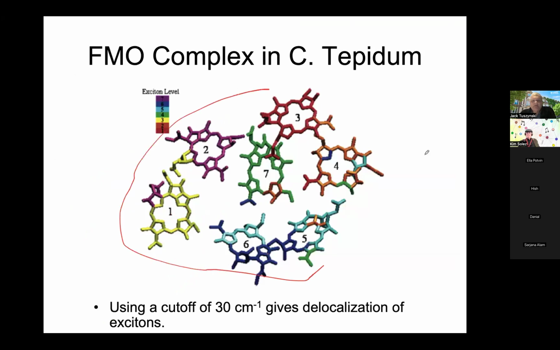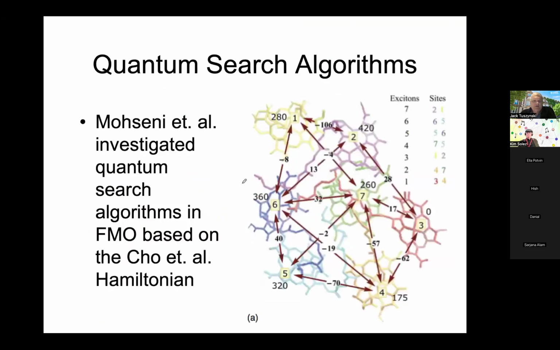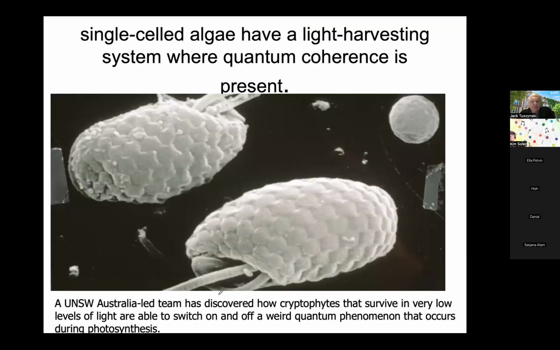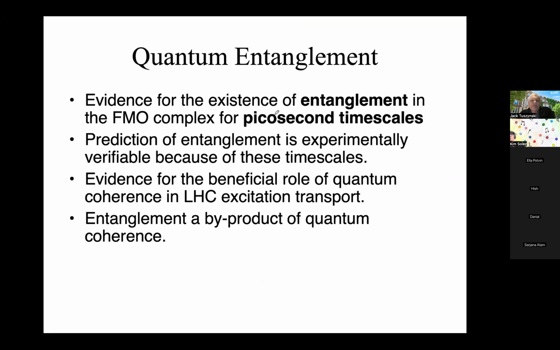So that's another representation, and these papers explain that the quantum mechanical mechanism involves quantum search algorithms for reaction centers and capture and distribution of the energy. So these systems also exist in algae, and cryptophytes are the algae that use it.